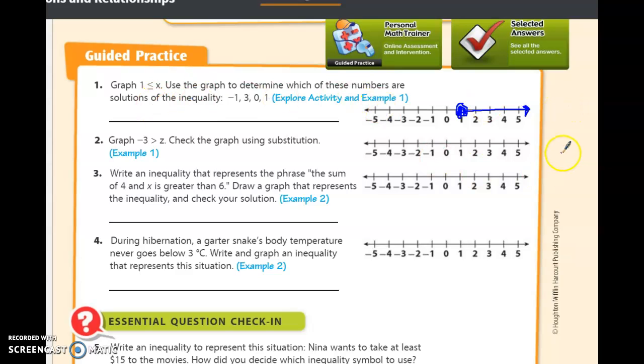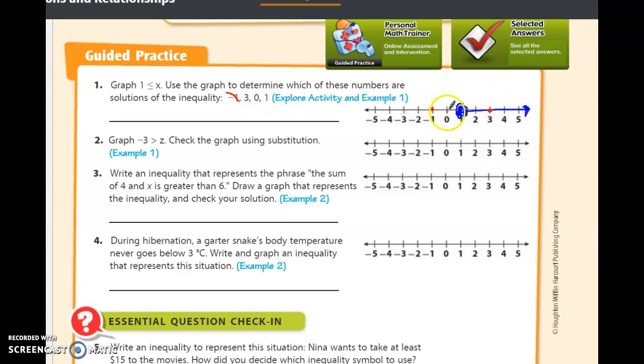Now, it gives us some possible solutions, and we have to say if they would work or not. So we can use our graph to help us. If we look at -1, could -1 be a possible answer? Well, no. It doesn't land in this highlighted area. It's way over here, so no, it won't work. How about 3? Could 3 be a possible answer? Well, it's in the highlighted area, so yeah, 3 could work.